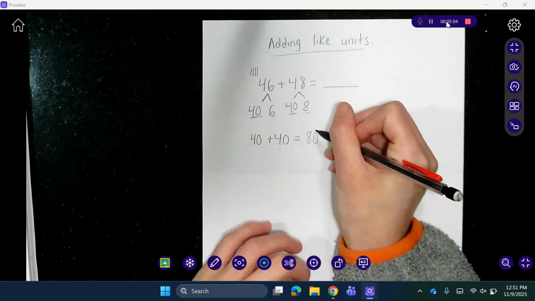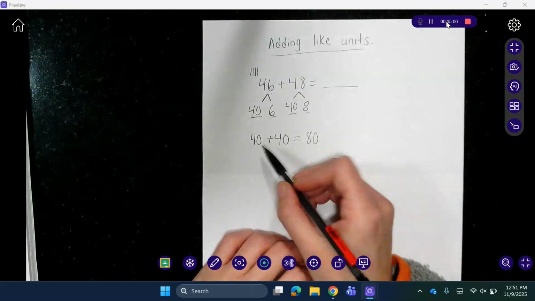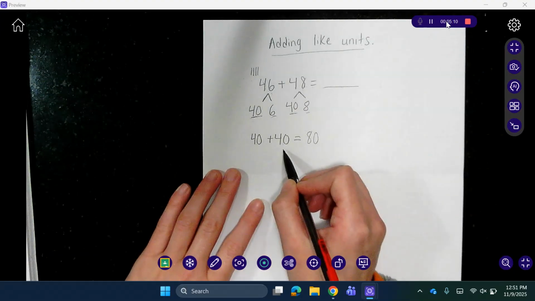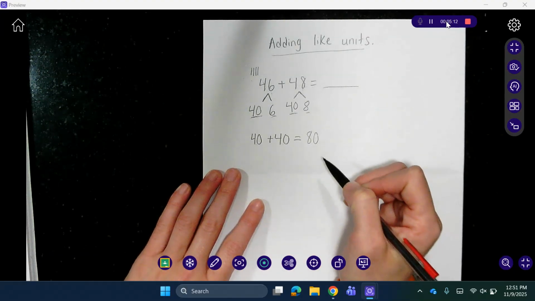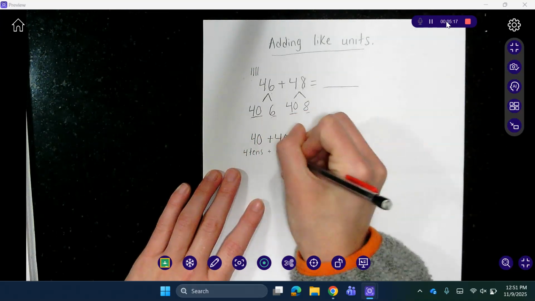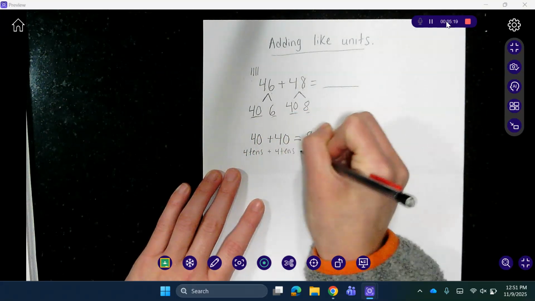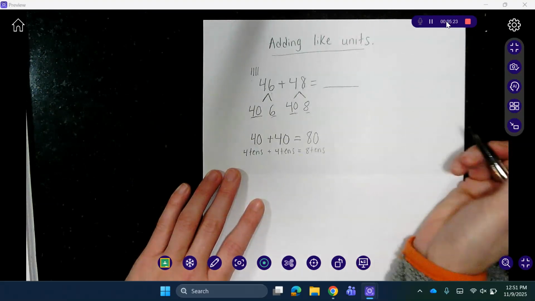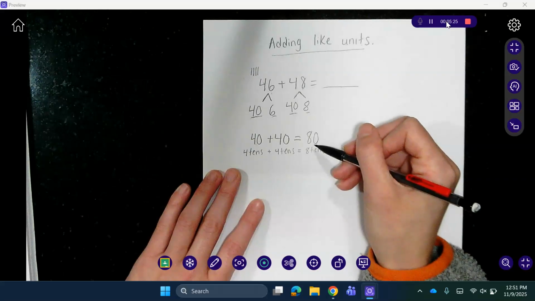Okay. And some of you might already be thinking, hey, this is like doing 4 plus 4. Because if we put these numbers in unit form, it's like 4 tens plus 4 tens. And we know 4 plus 4 is 8. So 8 tens and 80 are the same value.